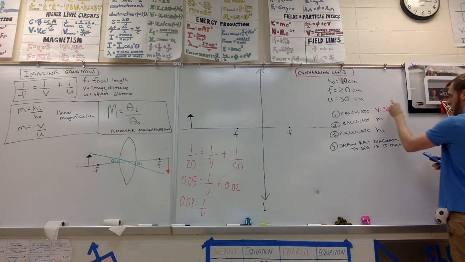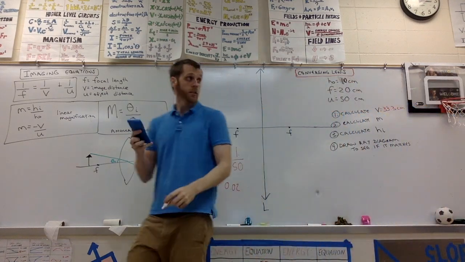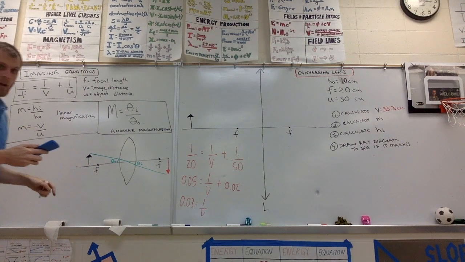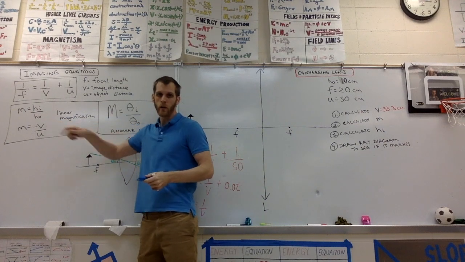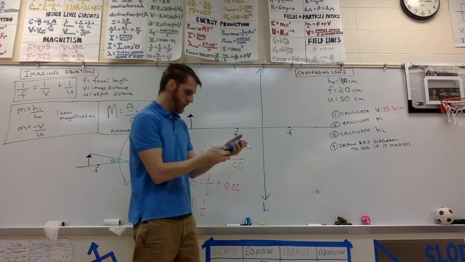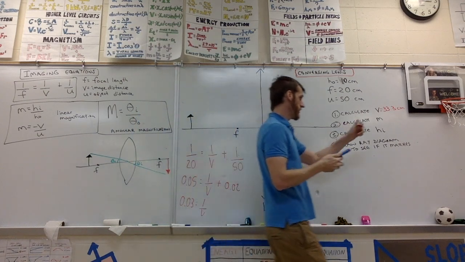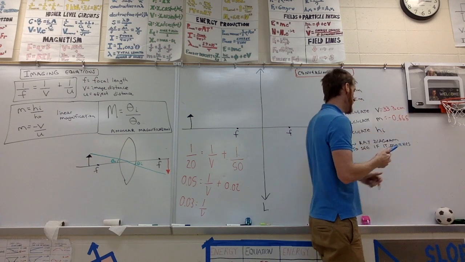So the image is 33.3 centimeters from the lens. Okay, let's look at magnification. Magnification is negative, I'm off the screen here, sorry, negative 33.3 divided by 50. So negative 33.3 divided by 50 is negative 0.666.